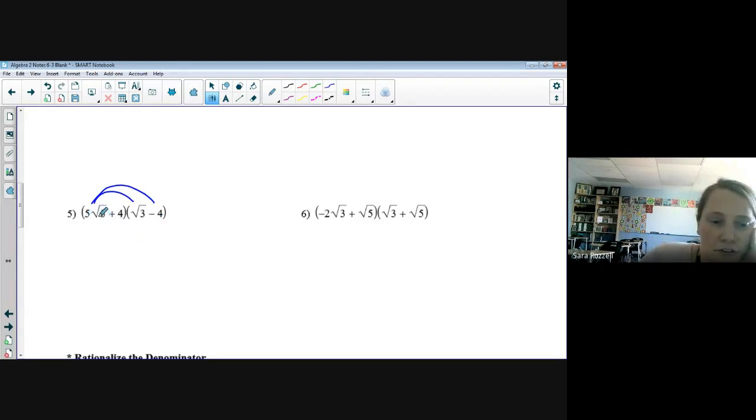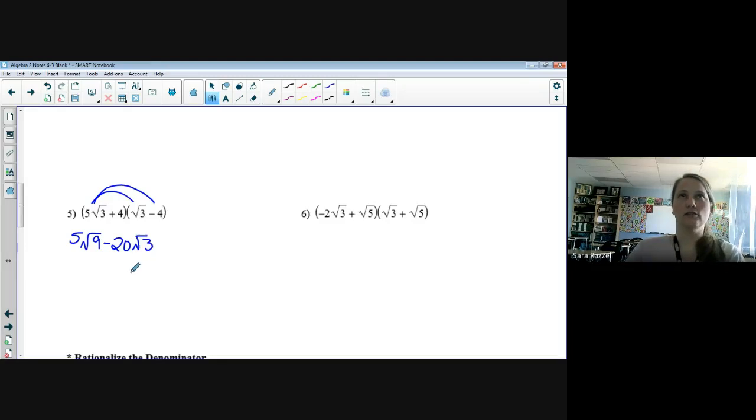So 5 root 3 times root 3 is going to be 5 root 9. I just multiplied numbers on the outside and numbers on the inside together. And 5 root 3 times -4 is -20 root 3. Does everybody agree? Y'all see where those numbers came from? So the inside of the square root gets multiplied together, numbers on the outside, they stay on the outside.